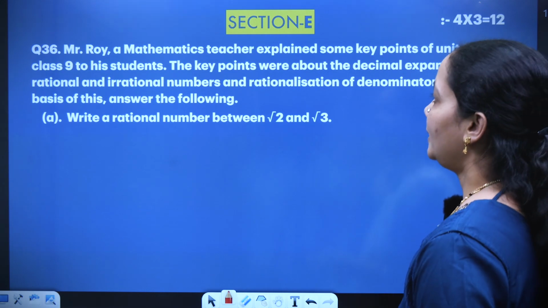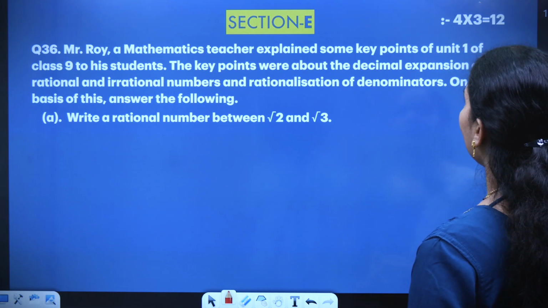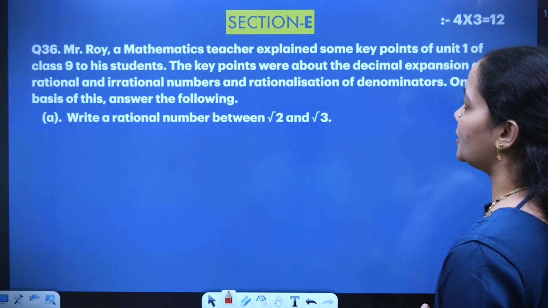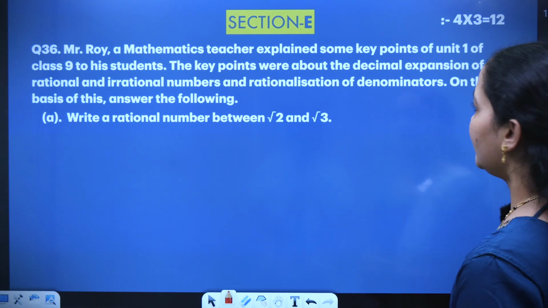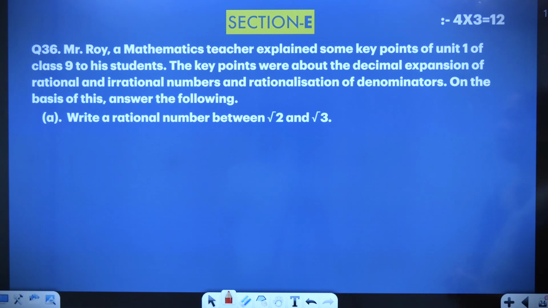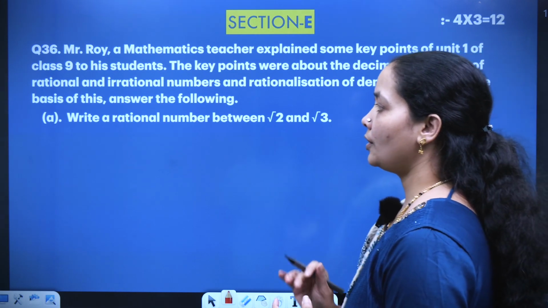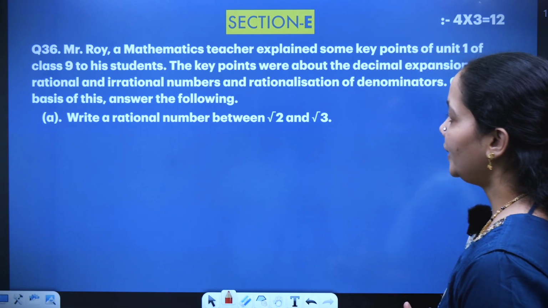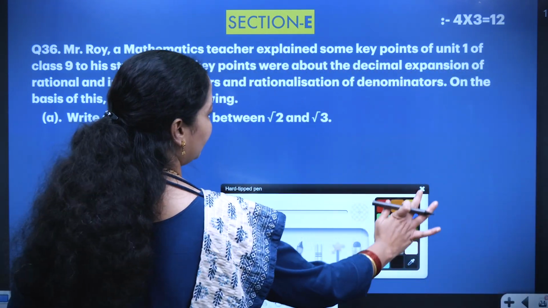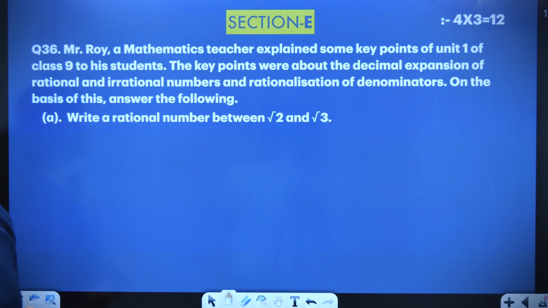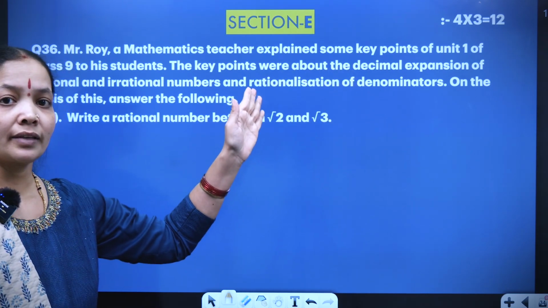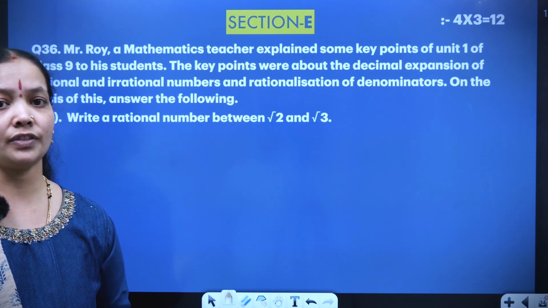Mr. Roy, a mathematics teacher, explained some key points on unit 1 of class 9 to his students. The key points were about the decimal expansion of rational and irrational numbers and rationalization of the denominator. On the basis of this, answer the following. Write a rational number between root 2 and root 3. Whenever I have to write rational numbers between root 2 and root 3, first of all I should know the values of these terms. If you don't know, you have to find it using the square root division method.